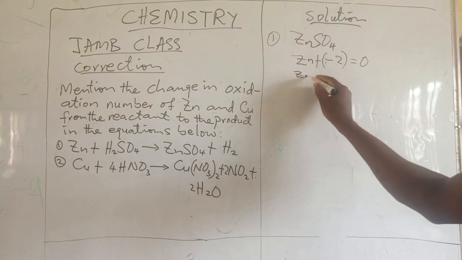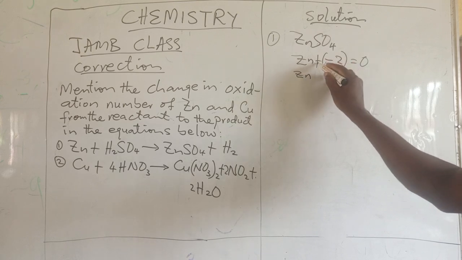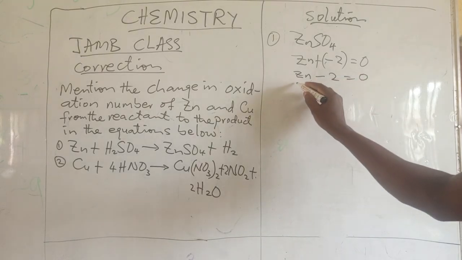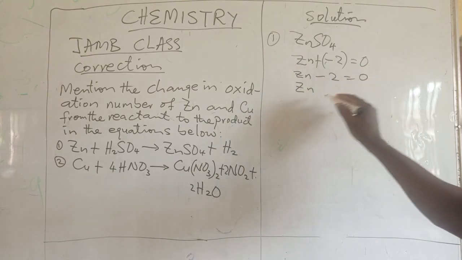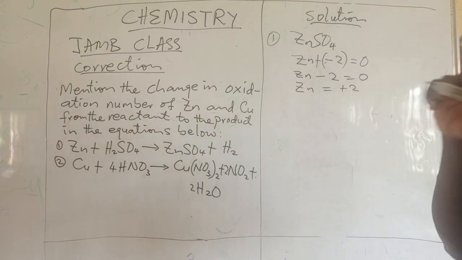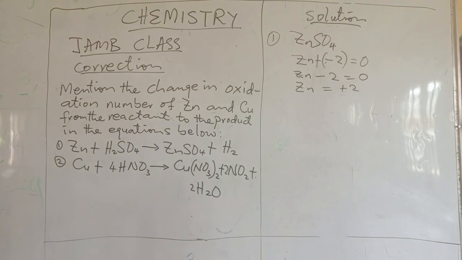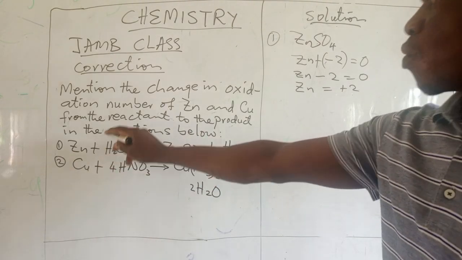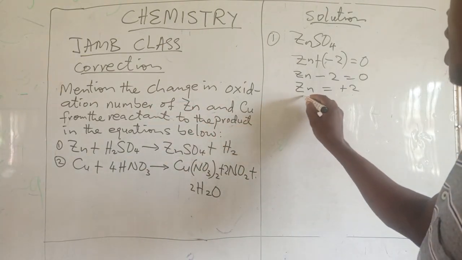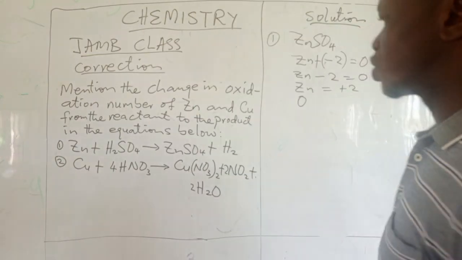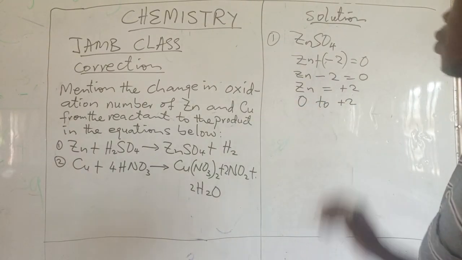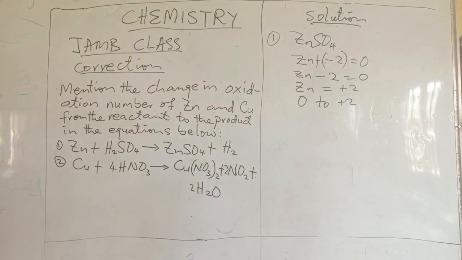Now, if you have done it up to that, work out for zinc. Now your zinc, minus times plus becomes -2, equal to 0. Now your Zn, take this to the other side, it becomes plus 2. So your Zn is plus 2 in this formula. So the question was that you should do what? The change in oxidation number. So it's changing from 0. Remember I said this has oxidation number of 0. 0 to plus 2. That's the answer to question 1.